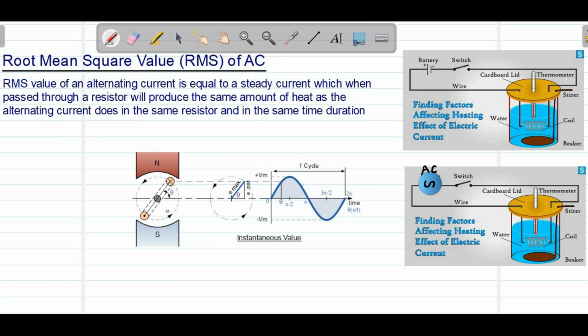Mathematically, when we find the RMS value, suppose this is the peak voltage Vm, that is plus Vm, and this is the second half peak voltage, that is minus Vm. When we find the average in one full cycle, we have to add these two peaks, plus Vm and minus Vm, divided by 2. So the problem is that this average is equal to 0. So we can say V average is equal to 0 in one full cycle.